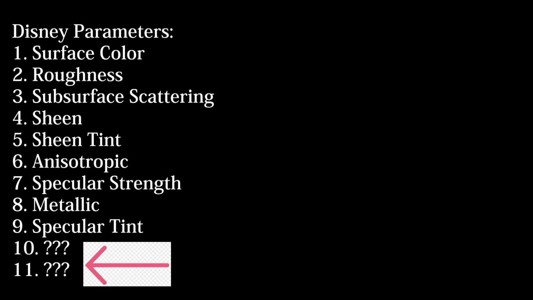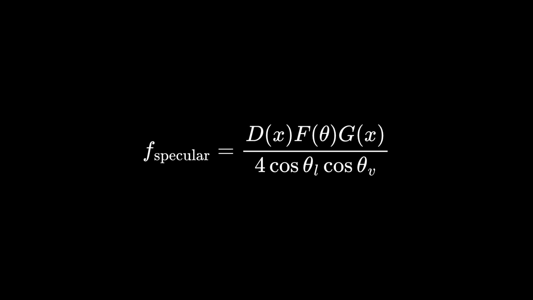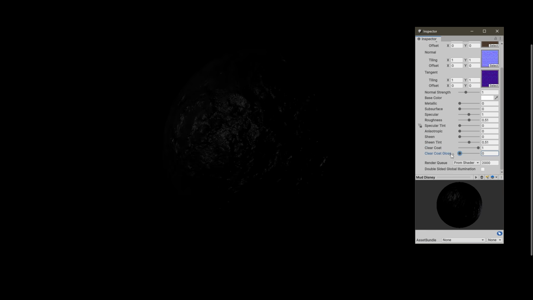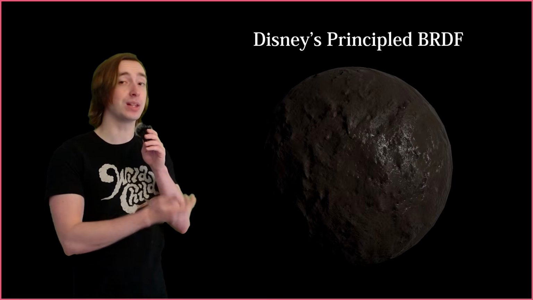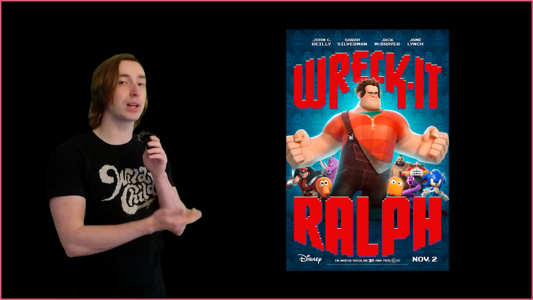Our last 2 parameters of the Disney BRDF are for a second artistic specular lobe called the clear coat layer. Essentially, we do all of that specular stuff again, but Disney uses the isotropic GGX distribution for simplicity. The clear coat parameter controls the strength of the lobe, and the gloss parameter controls the roughness of the distribution. The diffuse lobe, specular lobe, and clear coat lobe come together to form Disney's principled BRDF. With this, they modeled every single surface, except hair, in movies like Wreck-It Ralph and beyond.